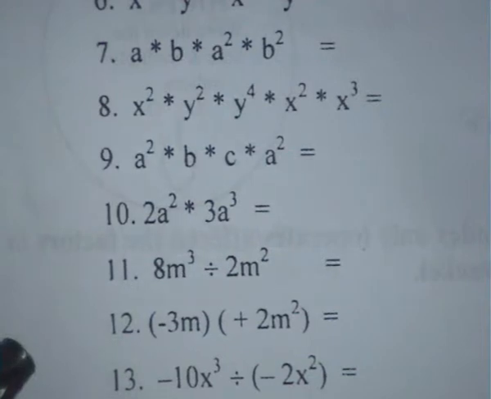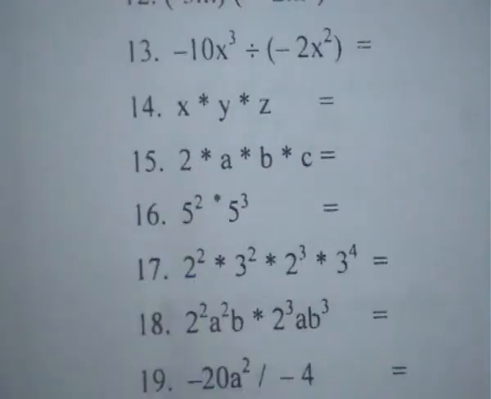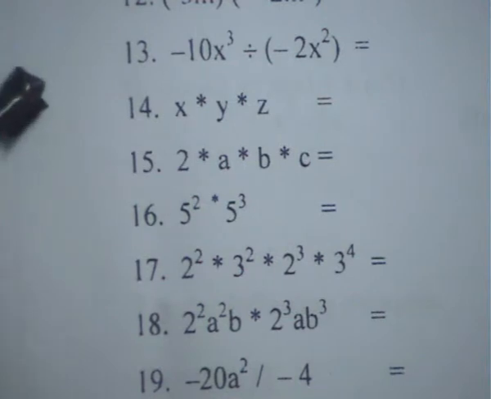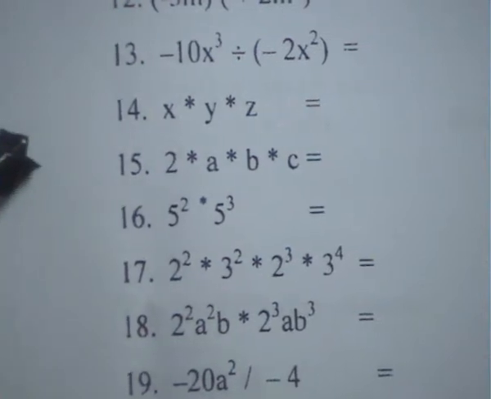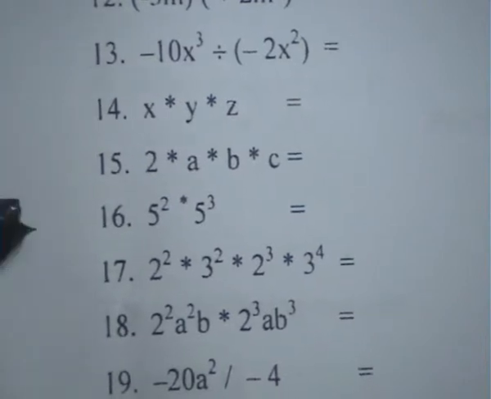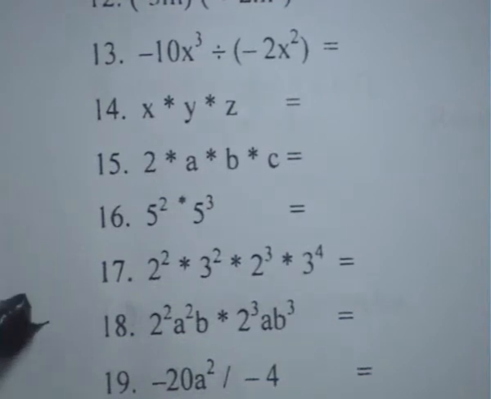Number 12, minus 3m times plus 2m squared. Number 13, minus 10 cubed divided by minus 2x squared. Number 14, x times y times z. Number 15, 2 times a times b times c. Number 16, 5 to the 2 times 5 to the 3. Number 17, 2 squared times 3 squared times 2 cubed times 3 to the 4. Number 18, 2 squared a squared b times 2 cubed a b cubed.